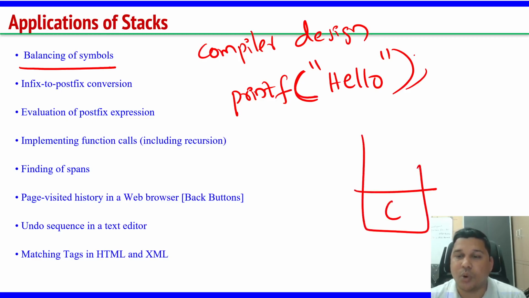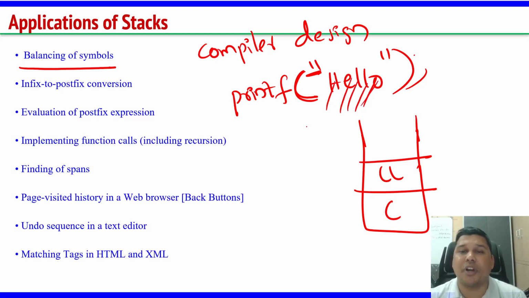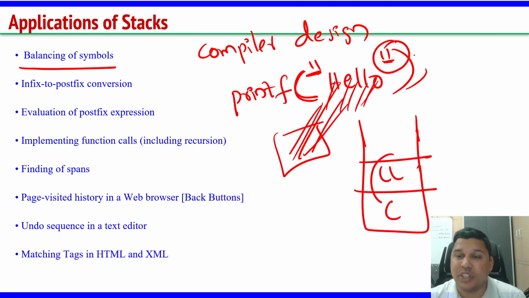Then again it encounters a double quote, it will put it here, double quotes. Again, this is not 11, it is just kind of double quotes. I will write it like this, double quote. Then some strings are there, it will put that into a buffer, it will store that hello. Then it encounters an open. If this double quote is matching with this double quote, then it will delete this.